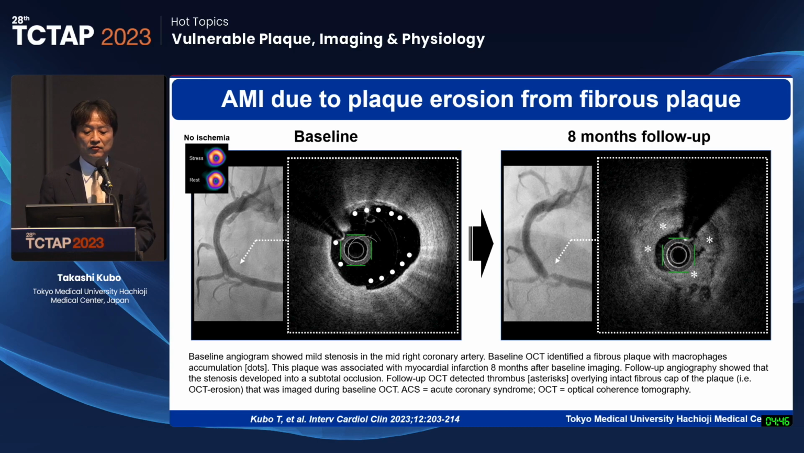This is also a very interesting case, AMI due to plaque erosion from fibrous plaque. At baseline, angiography demonstrated mild stenosis in the distal RCA, and the stress test was negative. The OCT demonstrated fibrous plaque, and we see macrophage densities. Eight months later, this patient had a STEMI due to erosion. But caution is needed in the interpretation of the baseline OCT image. I would like to ask Dr. Finn to give us a comment about the interpretation of this image.